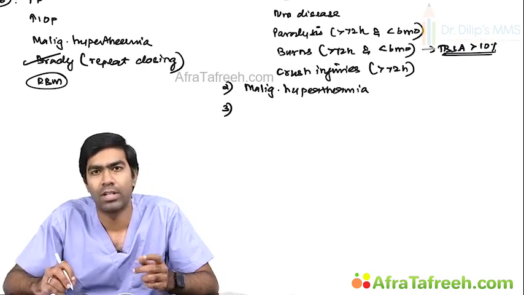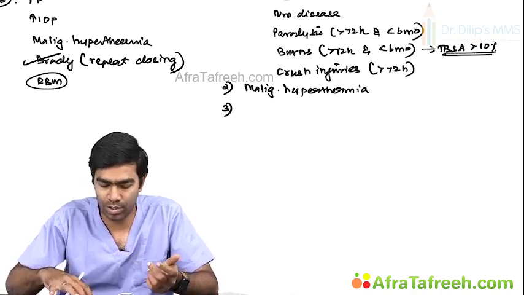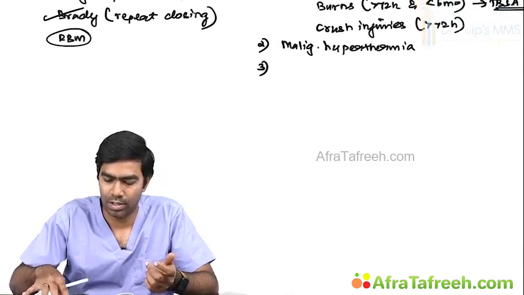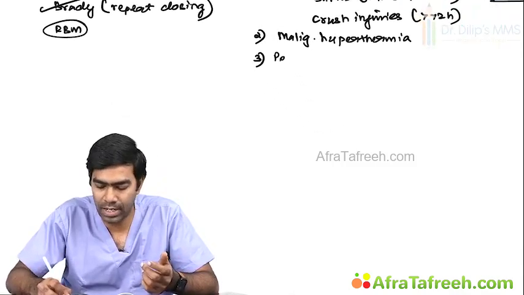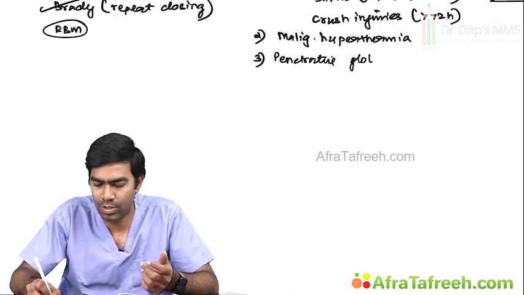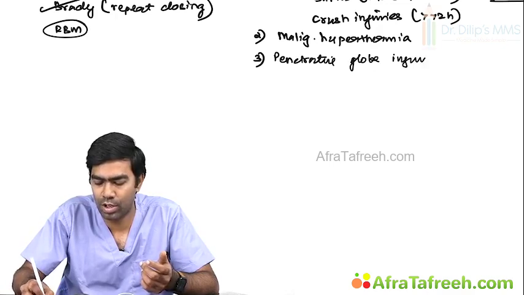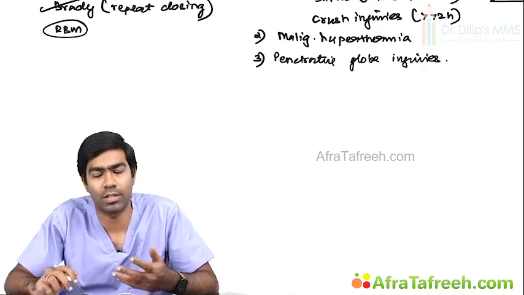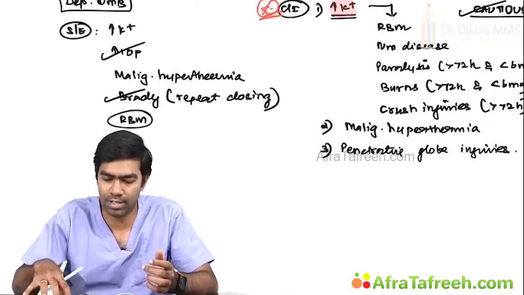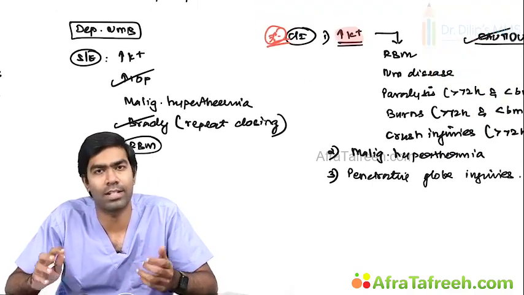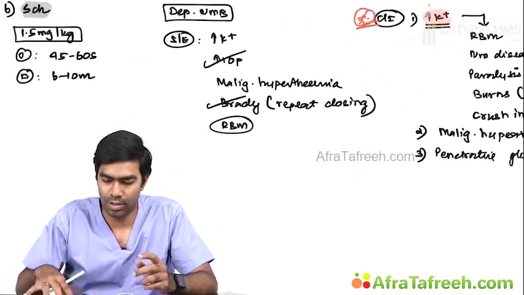At the same time, I told you succinylcholine is going to cause raised IOP. Which means in penetrating globe injuries, you cannot use succinylcholine because it can cause raised intraocular pressure. That's the reason. So these are some of the contraindications for the usage of succinylcholine.